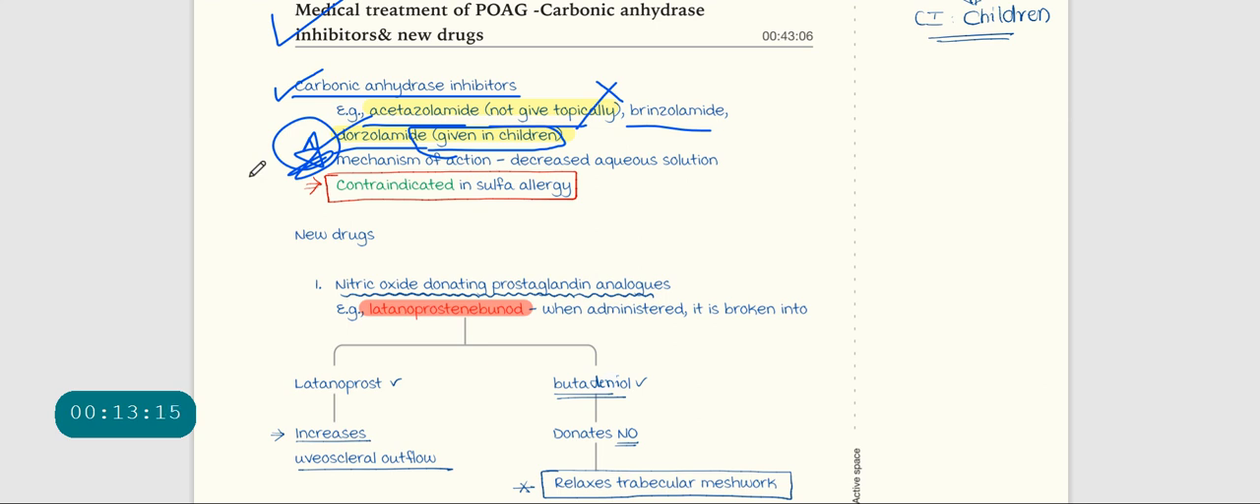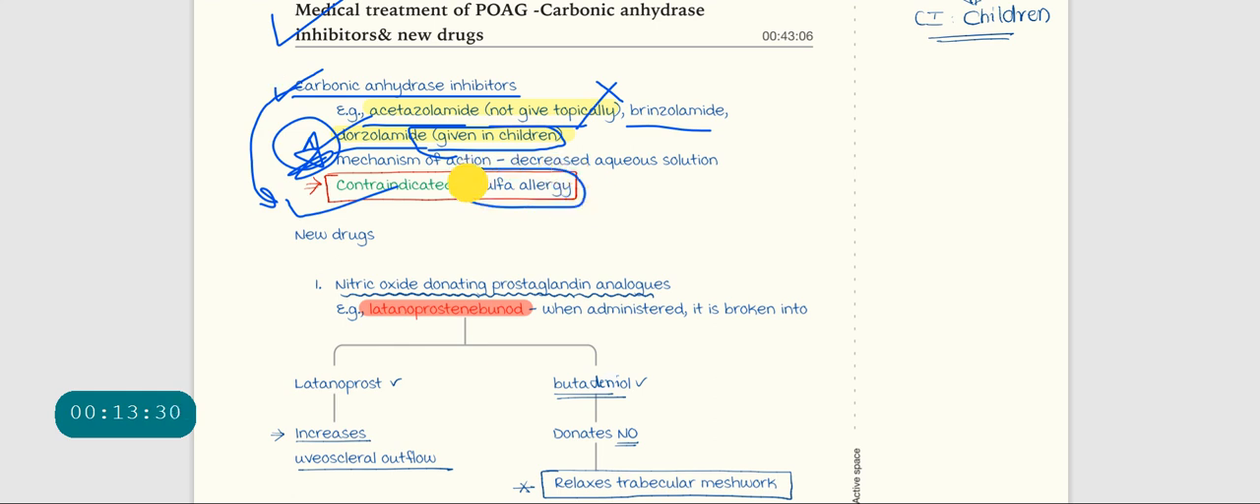Okay. Now, what are the contraindications? In sulfa allergy, these carbonic anhydrase inhibitors are contraindicated.